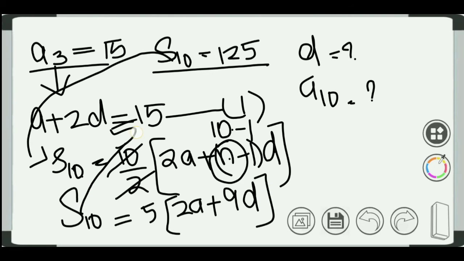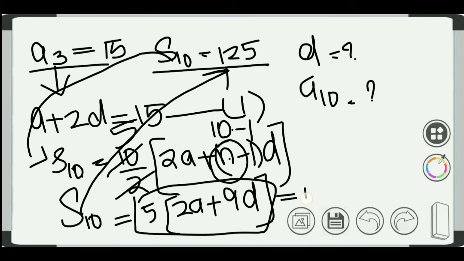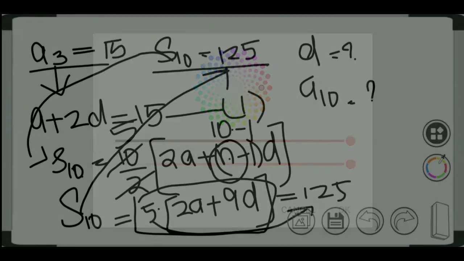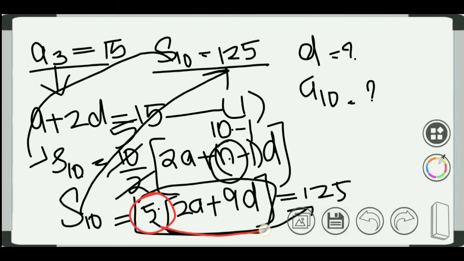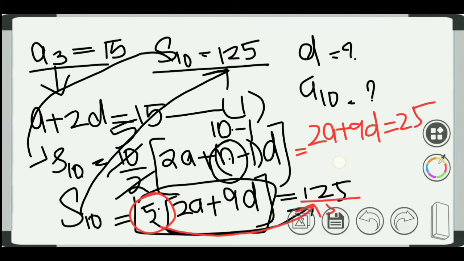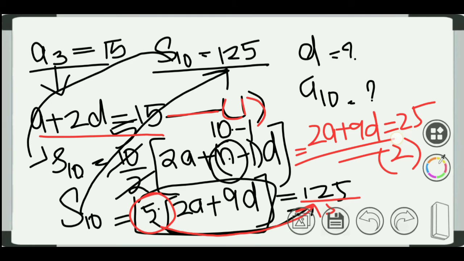Okay, S10 value is given here as 125. So can you write 5 into 2a plus 9d is equal to 125? Okay. So I'm taking this 5 this side. When I take this 5 this side, it will be divided by 5. It will be 25. So 2a plus 9d equal to 25. So this will be your equation number 2. This is your equation number 1. Right? So you can solve this one.